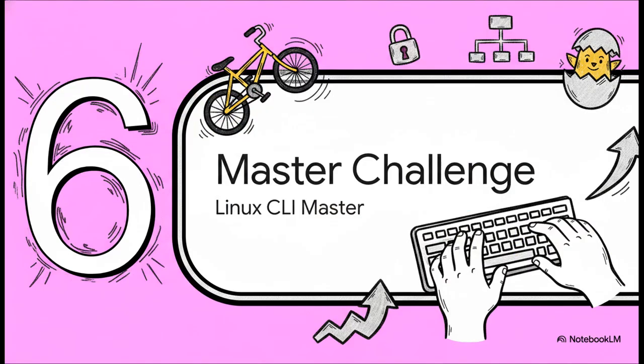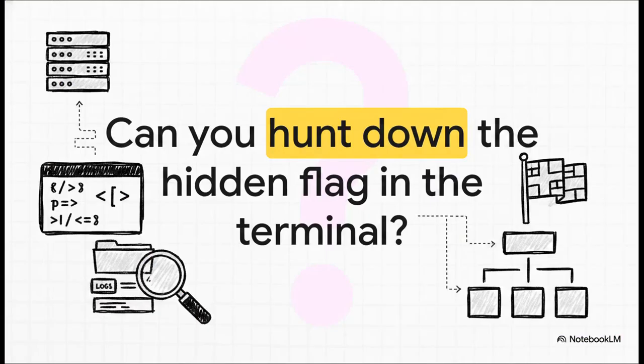Finally, Segment 6, the challenge, Linux CLI Master. All right, the training wheels are coming off. At the very end of Lesson 7, you're going to face CTF Challenge 7, Linux CLI Master. There is a flag hidden somewhere deep inside the Linux file system. And guess what? You aren't getting step-by-step instructions this time. You have to rely entirely on your own instincts. Can you follow the breadcrumbs, search through massive logs, inspect running processes, and cleanly combine your commands using pipes to actually hunt down that hidden flag? This is the moment you prove you've got what it takes.